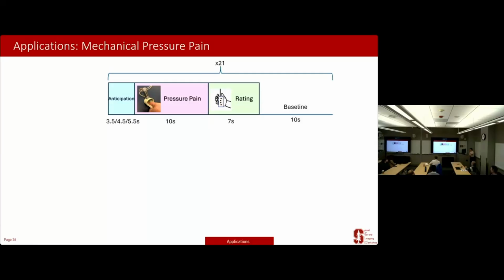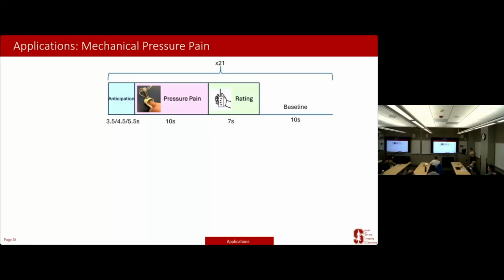Those 2 papers reminded me of our mechanical pressure pain pilot data using simultaneous brain and spinal cord acquisition. The research question I want to answer is, what is the temporal dynamics of mechanical pressure pain in the brain and in the spinal cord?